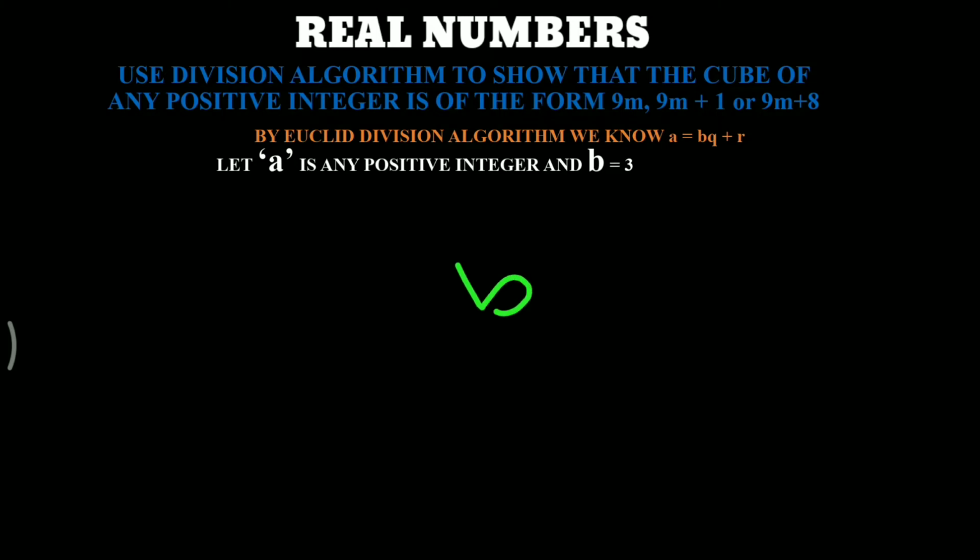If b is equal to 3, then obviously r is equal to either 0 or 1 or 2. So the r value may be 0 or 1 or 2.